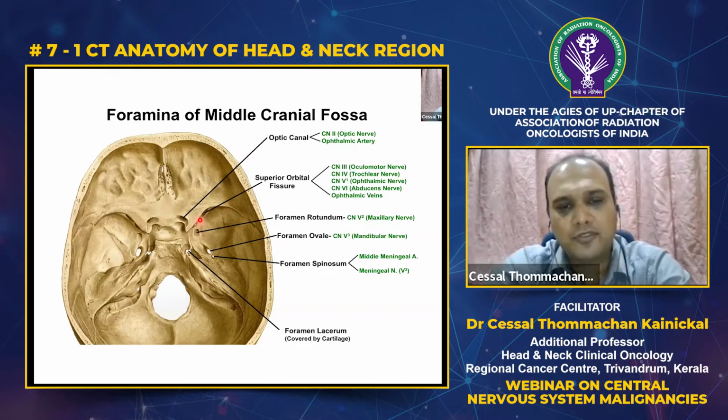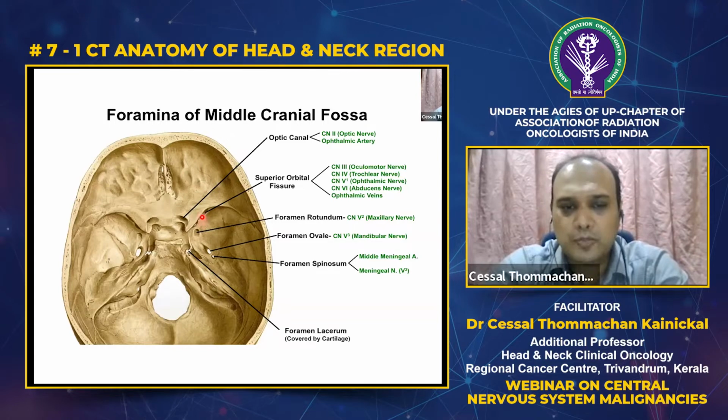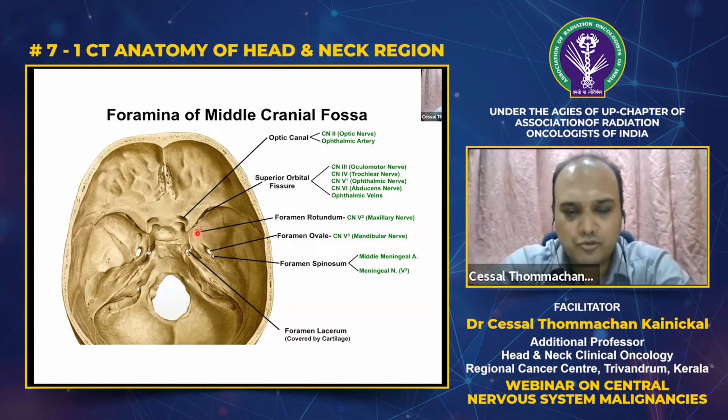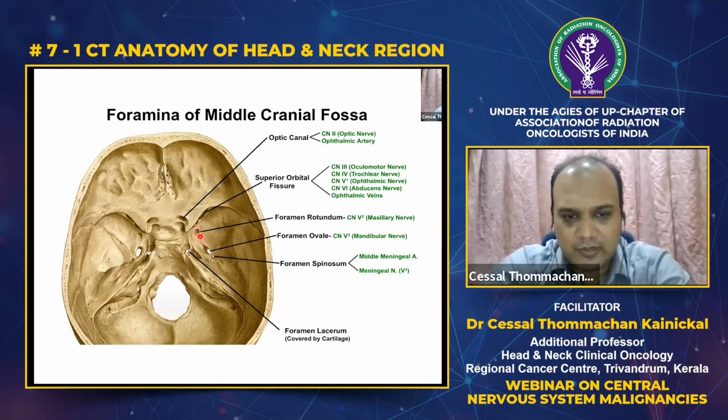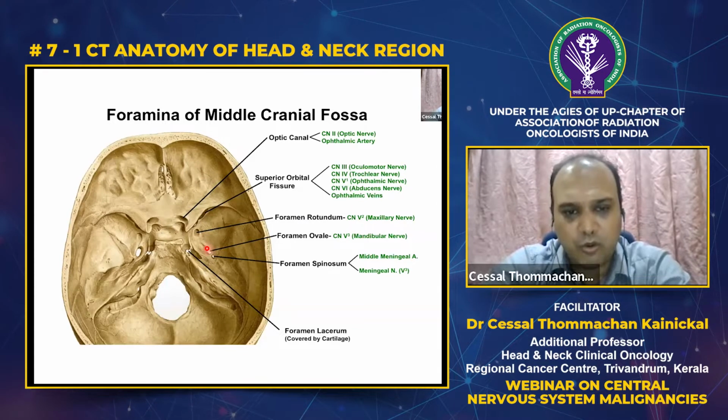The first division of the 5th cranial nerve enters the head and neck region extracranially through the superior orbital fissure. Then the foramen rotundum is posterior. More posteriorly and laterally, you have the foramen ovale. Of the superior orbital fissure, foramen rotundum and foramen ovale, the foramen ovale is the most posterior and lateral. The foramen ovale transmits the 3rd division of the 5th cranial nerve, that is the mandibular nerve.